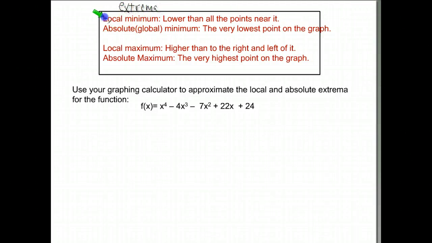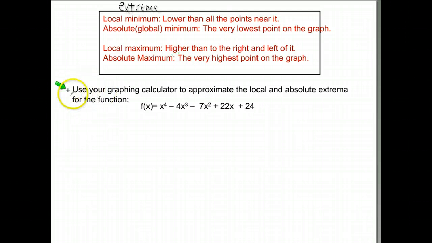Well, the extrema are the maximum and minimum points on a graph. You have two different types. You have a local minimum, which is just a point that's lower than any other point near it. And then you have what's called an absolute minimum, or global, some people call it, which is the very lowest point on the graph. So minimums are low, maximums are high. So again, a local maximum is higher than the points to the left and right of it. And an absolute maximum is the very highest point on the entire graph.